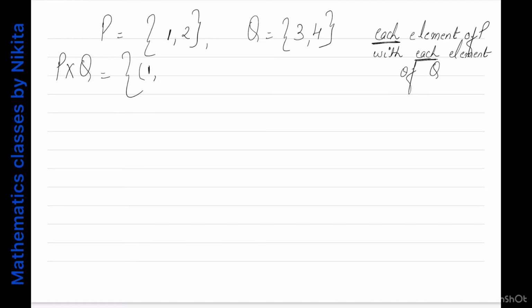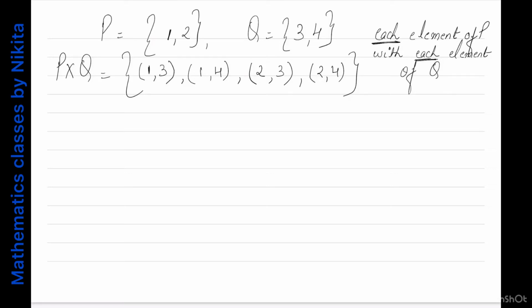तो पहले मैंने 1 को पिक करा. Now associate 1 with each element of Q. So I'll write 1, 3. Then I'll write 1, 4. Now pick the next element of P, which is 2. Now associate 2 with 3 and 4. So 2, 3, and then I will have 2, 4. So this is your P cross Q.